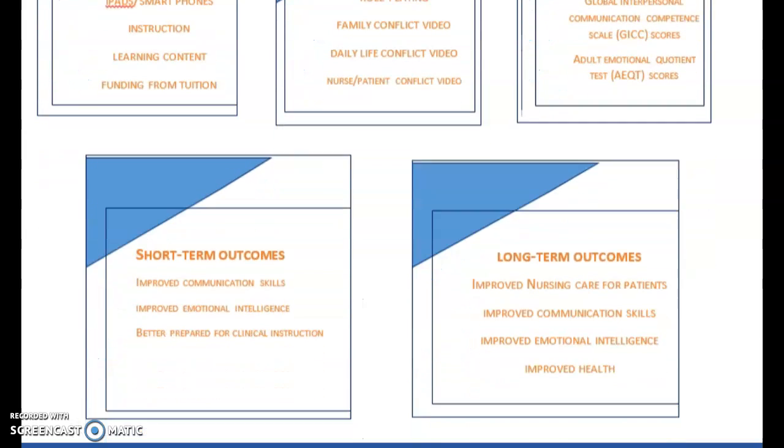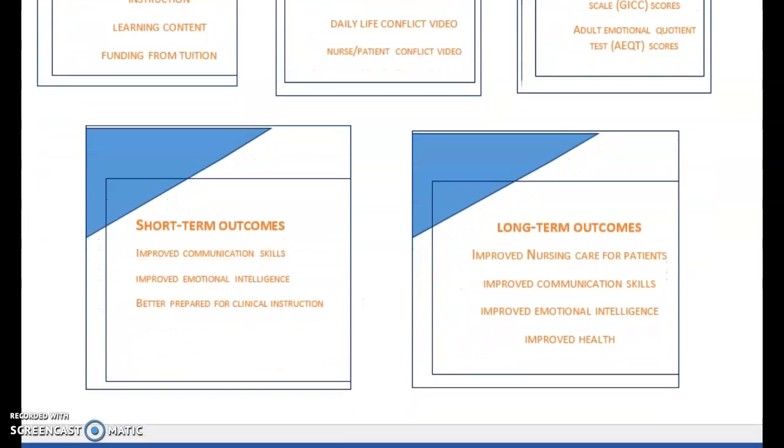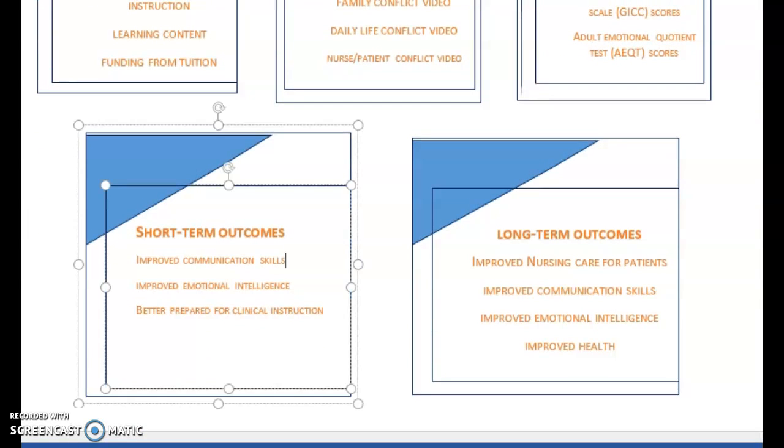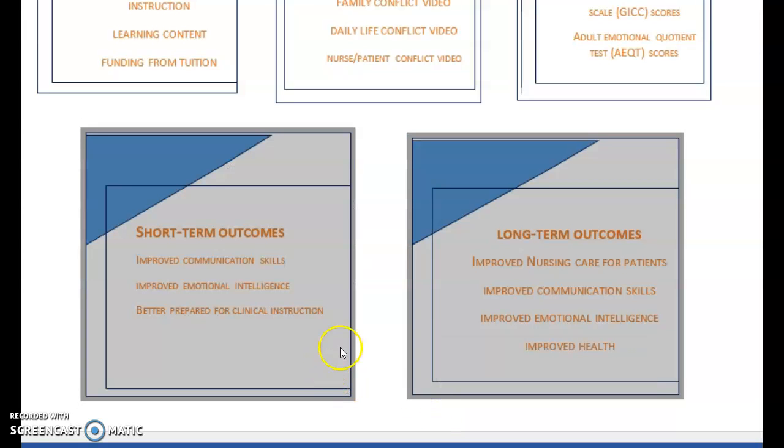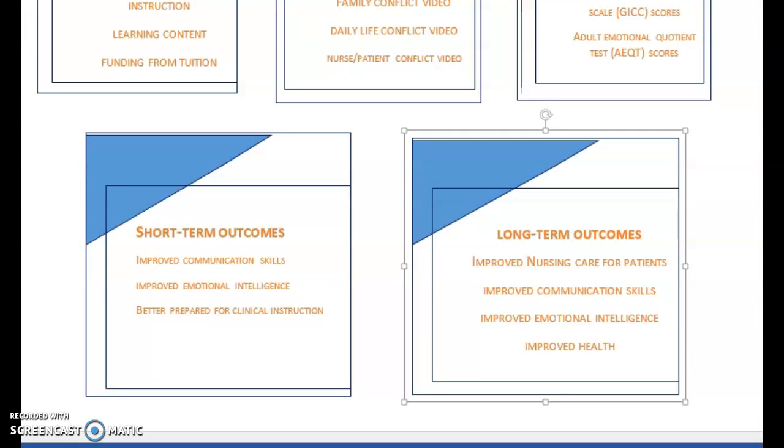So those would be the outputs, and they would be evaluated to see the impact of using the mobile technology. So the short-term outcomes would be the improved communication skills and the improved emotional intelligence, hopefully better prepared for clinical instruction. The long-term outcomes, improved nursing care for patients, improved communication skills, and improved emotional intelligence for the nurses themselves and overall their own personal health too.